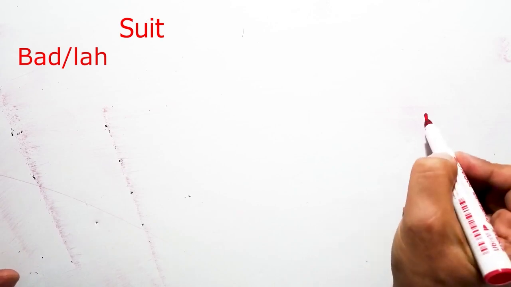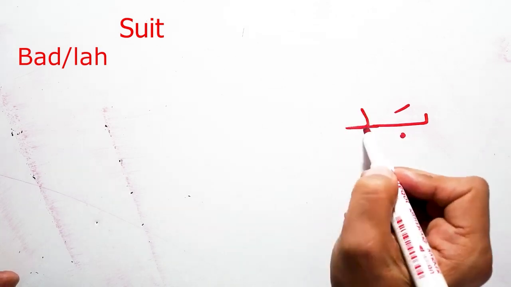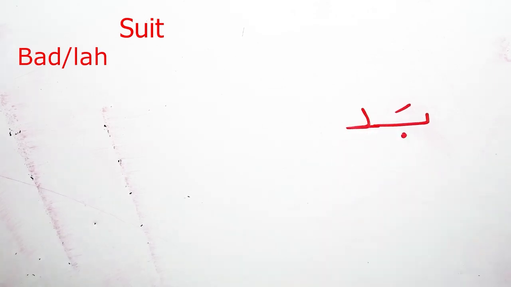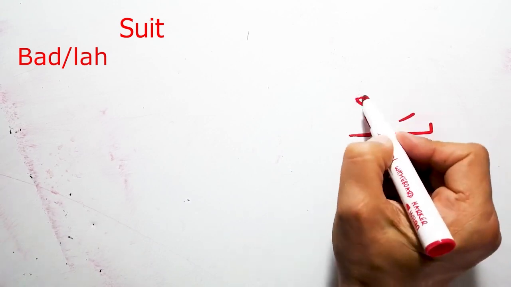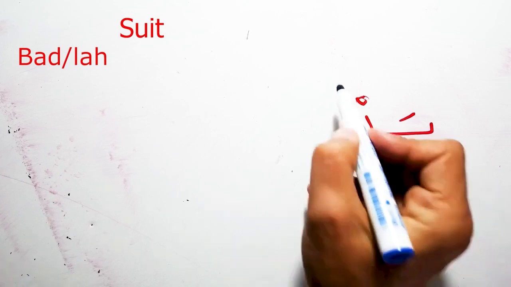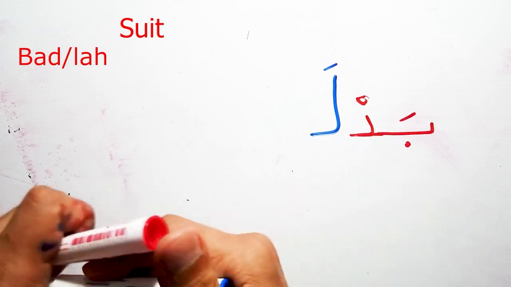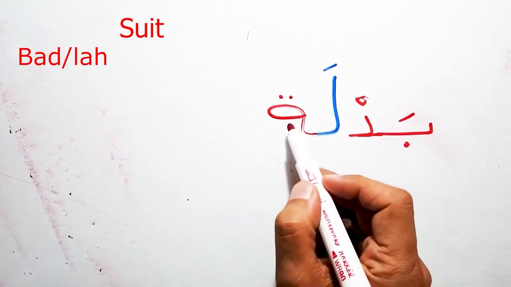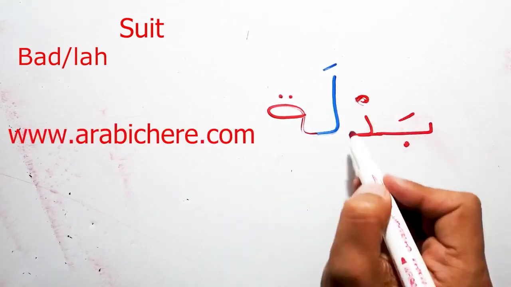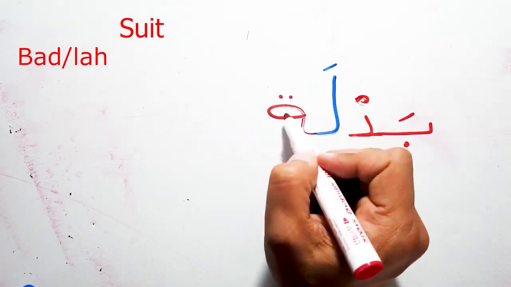Bedla. Ba with fatha. Bed, the sound of D. I must add a sukun here. I pause on letter D. Bed, la. Lam with fatha, la. Badla. Ta marbuta in the end gives us the sound of ha, h, which is ha in Arabic. Badla. Again, if I add here any mark, I will hear the sound of t.